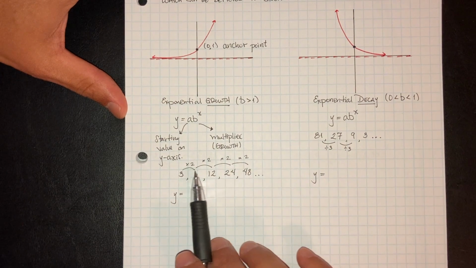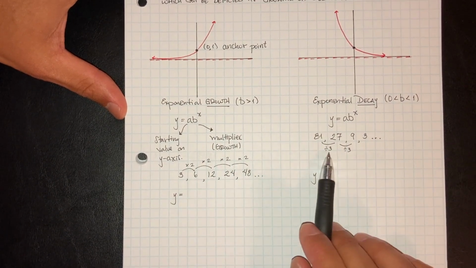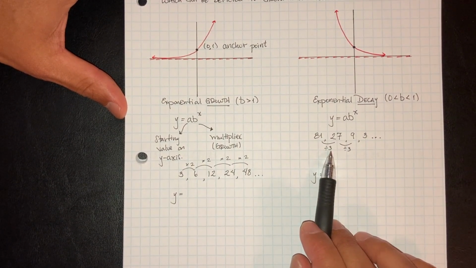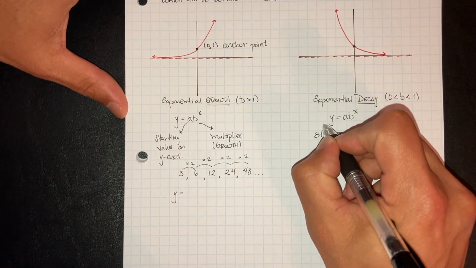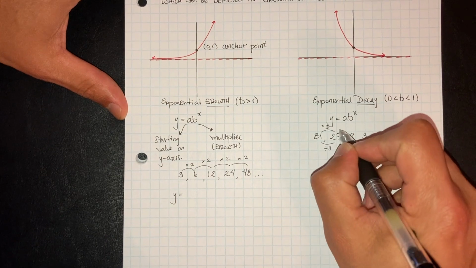Well, remember, multiplication and division are related. So division is the same thing as multiplying by the reciprocal. So dividing by 3 is the same thing as multiplying by 1/3.